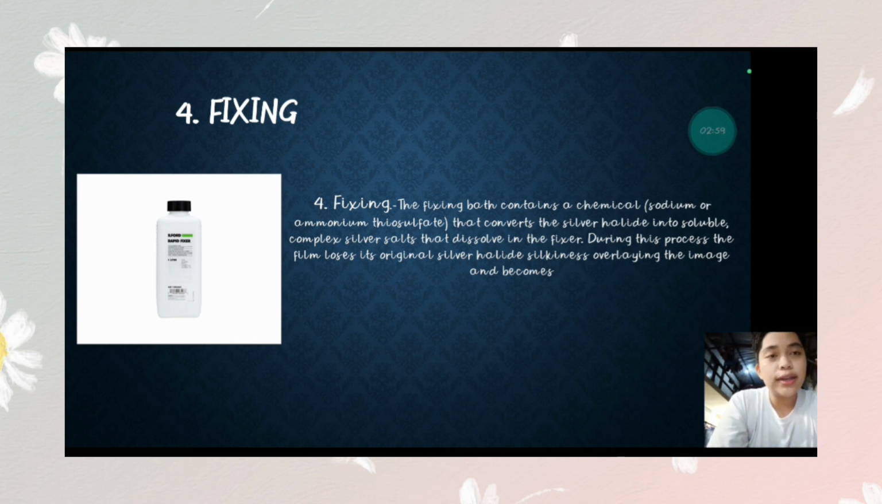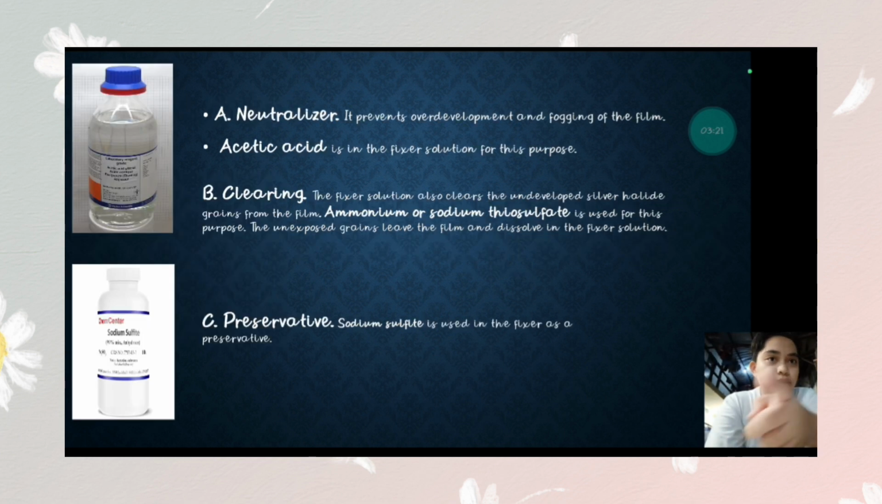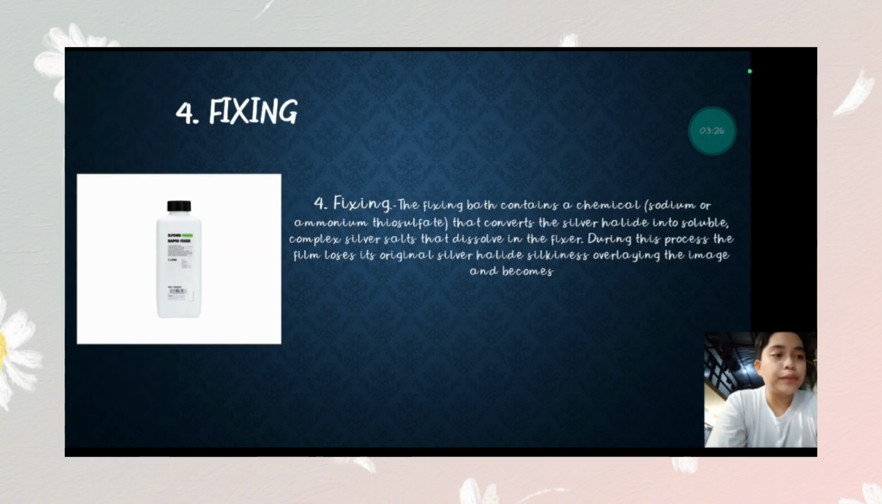Fixing is actually the last part of the developing process, which uses a chemical that converts silver halide into soluble complex silver salts and dissolves into a fixer. During the process, the film loses its original silver halide silkiness, overlaying the message, and becomes clearer. So fixing is the last part of developing the picture. Chemicals are added to make your picture clearer.